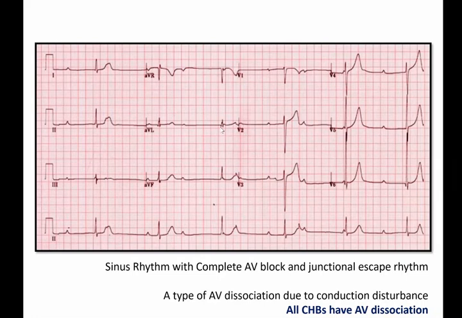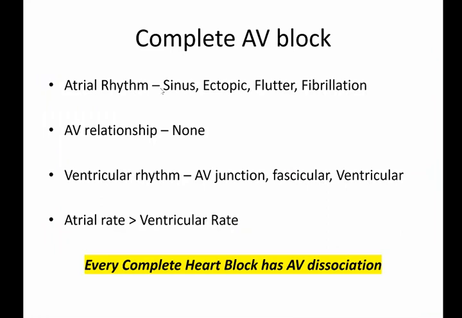And remember that all complete heart blocks have AV dissociation. In complete heart block, the atrial rhythm could be sinus, ectopic atrial rhythm, ectopic atrial tachycardia, flutter or fibrillation, but there is no AV relationship. The ventricular rhythm is through an escape focus that can arise distal to the site of AV block, either in the AV junction, fascicular or ventricular, and typically the atrial rate is more than the ventricular rate. Remember that every complete heart block has to have AV dissociation.